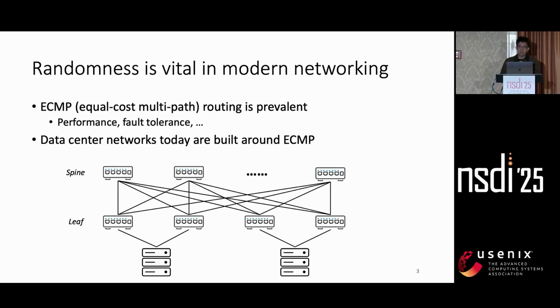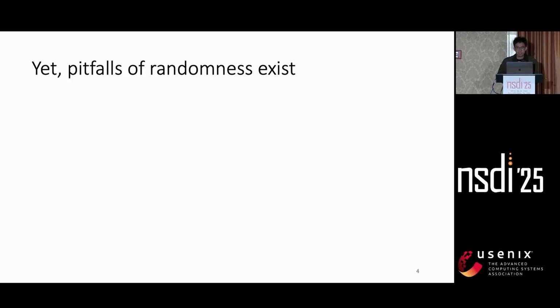ECMP is very efficient and easy to implement, so all switches we know of support ECMP, and data center networks today are built upon ECMP. Here the figure shows that in a typical network topology, there are multiple equal cost paths between any pair of servers. However, we know that randomness is not perfect. It also brings some problems.